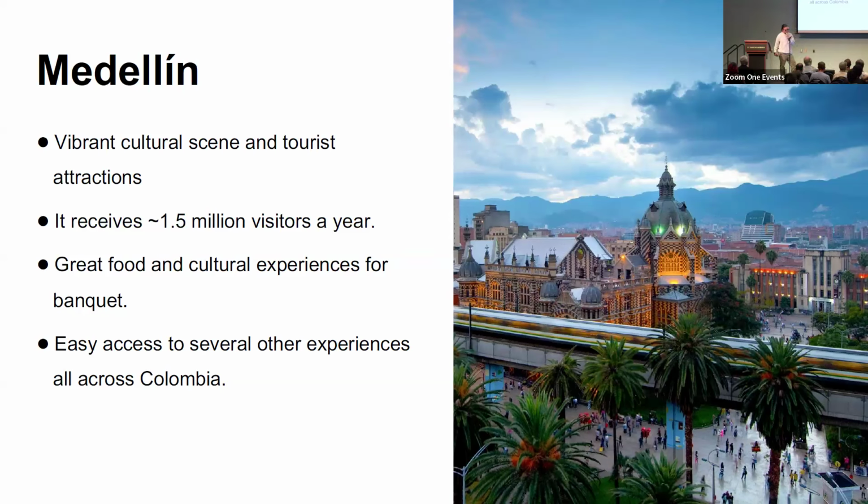Then it has easy access to several other experiences across the region. In Colombia, you have deserts, you have mountains, you have jungles, you have tons of different things you can explore if you're interested in that.